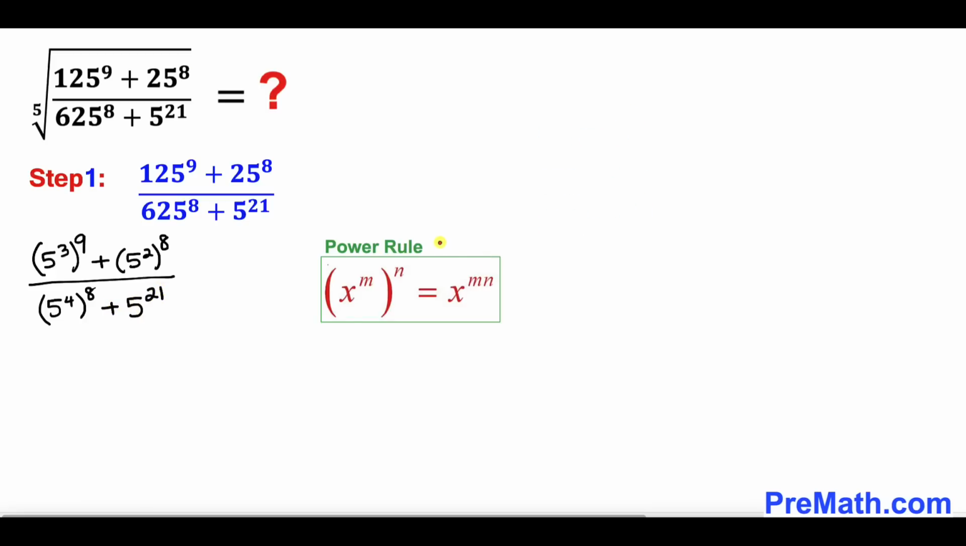And now let's recall this power rule. According to this rule, we are going to multiply out all these nested exponents. So therefore, on the numerator, we're going to have 5 power 3 times 9 is 27 plus 5 power 16, divided by, at the denominator, 5 power 32 plus 5 power 21.